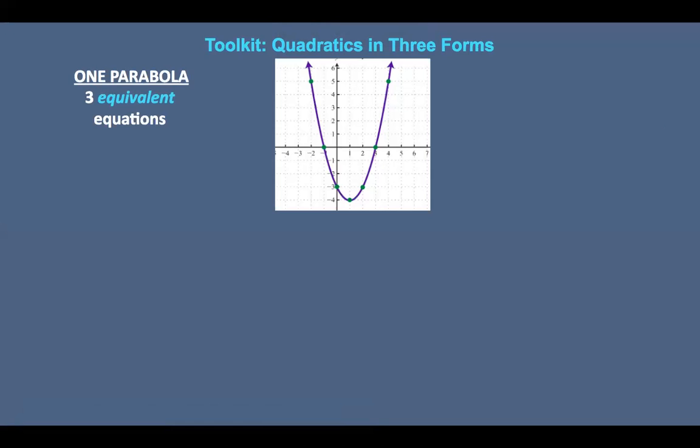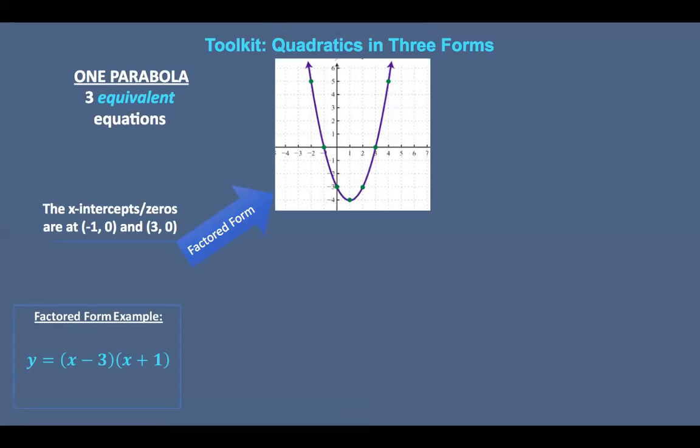The first type of equation that we might see is factored form. The factored form equation for this graph is y equals x minus 3 times x plus 1. And we know from before that the factored form equation gives us the x-intercepts or zeros, and it tells us that they are at (-1, 0) and (3, 0), which we see right there.